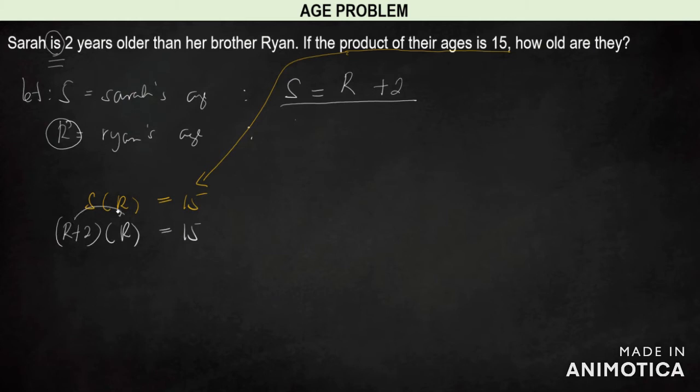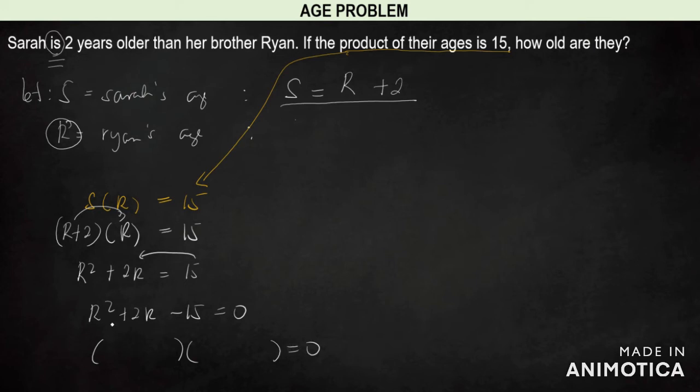We have R times R is equal to R squared. 2 times R is equal to 2R is equal to 15. Okay. Then, we transpose this one. So, we have R squared plus 2R minus 15 equals 0. And obviously, this can be solved by factoring method. So, we have the factors of R squared are R and R. Then, the factors of negative 15, when added, the sum is 2R. Positive 5 and negative 3.